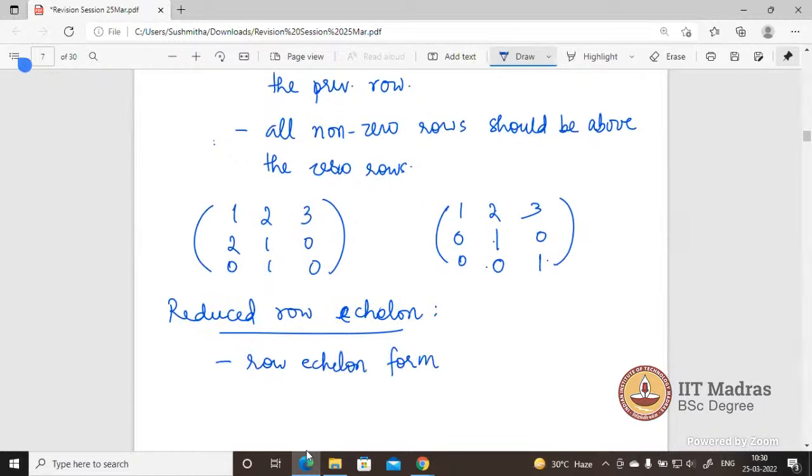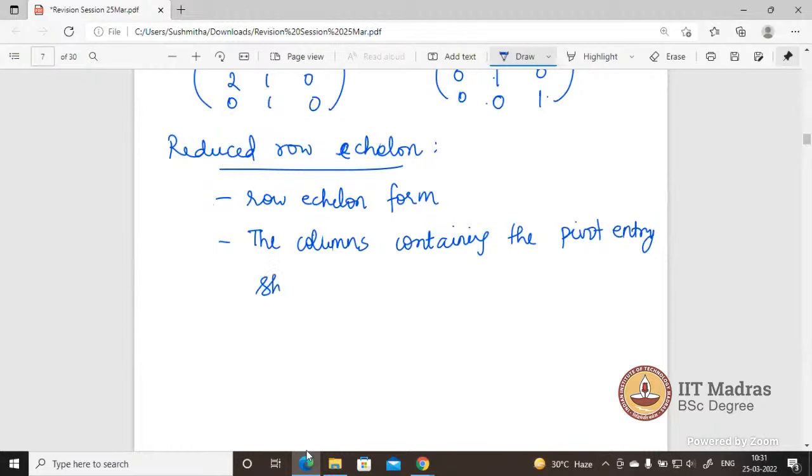And on top of that, I have the condition that whenever I have a pivot entry, all the entries above and below the pivot should be 0. Yeah, actually your column should have only the leading entry, right? The pivot entry, yes. The columns containing the pivot entry should have only the pivot entry, right?